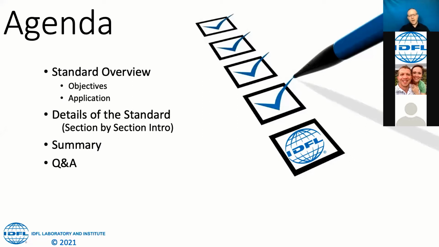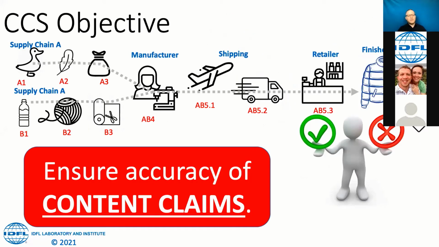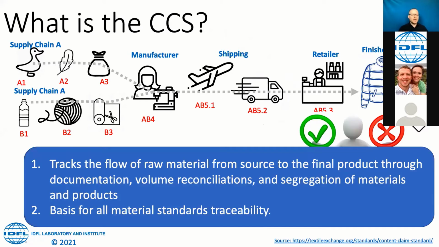Just going ahead right here, the major objective, as Brian clearly emphasized, is that the objective of the CCS is traceability, connecting the source with the final label on the finished product. As we look at each of these things, the content claim standard is really tracking the flow of raw materials from source to the finished product through documentation, volume reconciliations, and segregation of materials and products. It is the basis for all material standards and traceability, as shown in the previous slides.